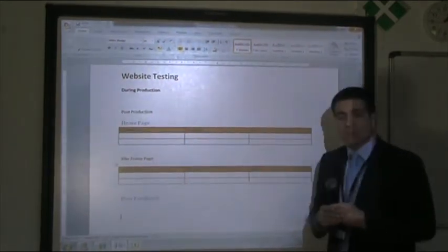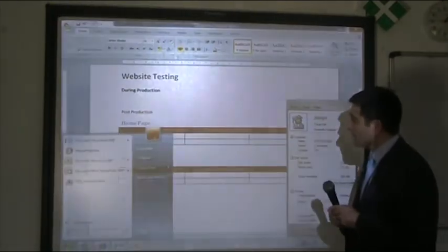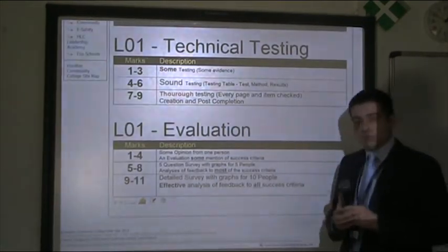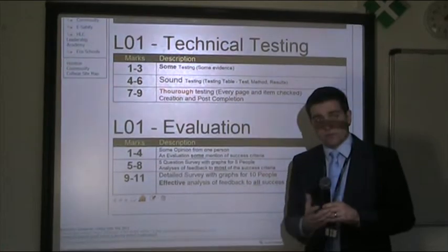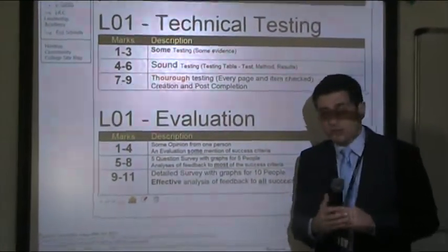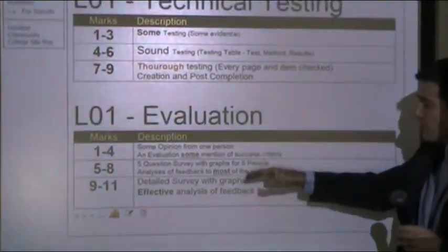Now, moving on to the evaluation. So let's just go back to the marking criteria. Here we are. The evaluation is where you reflect on the quality of your website and reflect on it against your success criteria that you started with at the beginning. So let's have a look at the marking criteria.